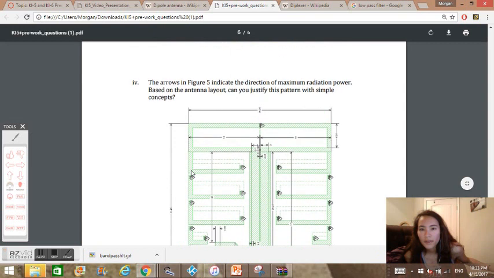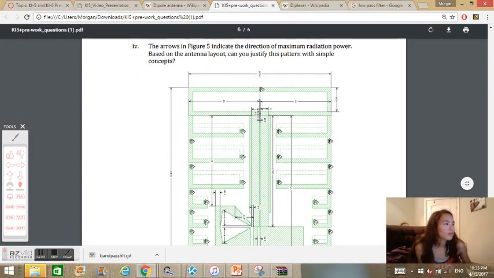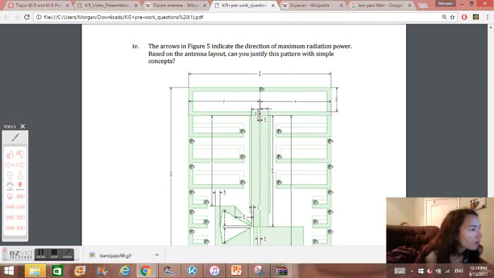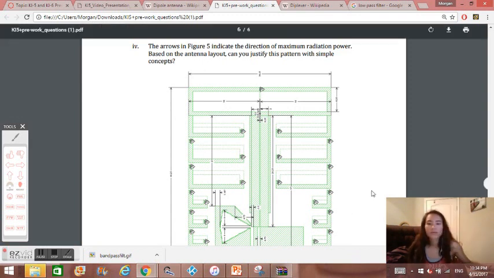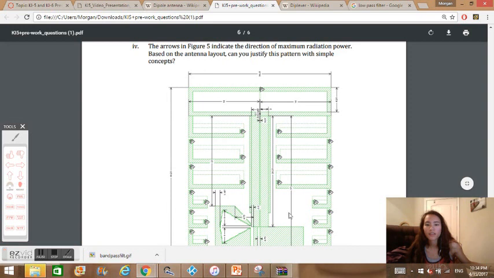And then for this part, the arrows in figure 5 indicate the direction of maximum radiation power based on the material. Can you justify the pattern with physical concepts? So for the coax cable, basically it's just a standard dipole antenna having max radiation when normal. So it's just a simple antenna layout, and that's basically all.